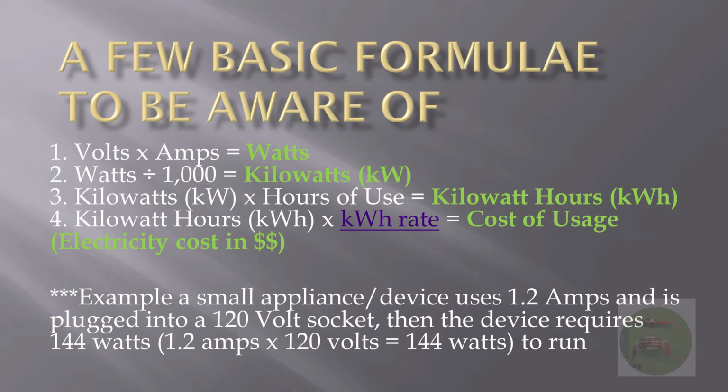Once you know the watts, you can convert that to kilowatts by dividing the watts by 1,000. Now you take the kilowatts and multiply it by the number of hours that you plan to use a particular device. For instance, if you have a television on for 8 hours per day, you multiply the kilowatts times the number of hours, and that gives you the kilowatt hours. Once you know the kilowatt hours, you can calculate how much the utility company is going to charge you to run that television. You take the kilowatt hours and multiply it by the utility rate per kilowatt hour, and that gives you the cost.